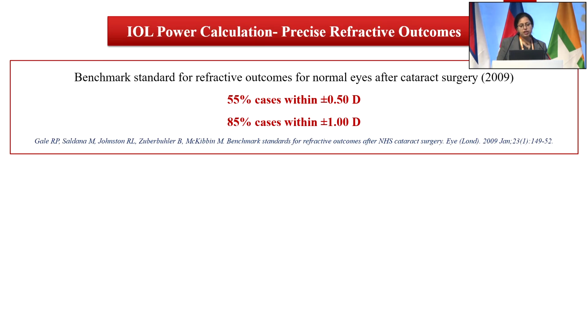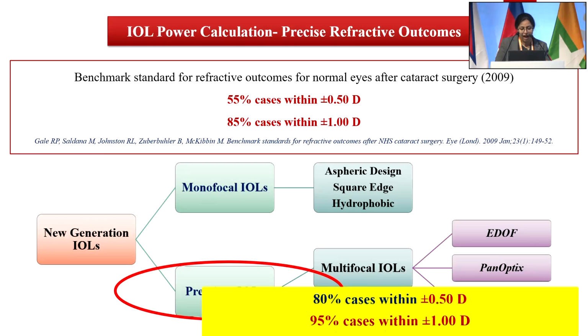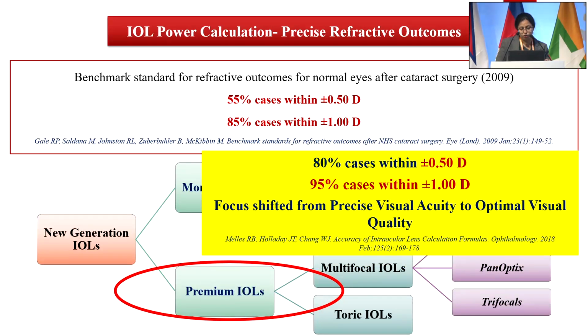So the benchmark for standard refractive outcomes in normal eyes after cataract surgery has been that 55% of cases should be within plus or minus 0.5 diopters and 85% within plus or minus 1 diopter. Now we are in the era of new generation IOLs, the premium IOLs, so as to say multifocals and torics, and the focus has shifted from precise visual acuity to optimal visual quality as well. The patients demand 20 by 20 by 20 and optimal visual quality free of any dysphotopsia, glare or aberrations. 80% of the cases should be within plus or minus 0.5 diopters and 95% within plus or minus 1 diopter.